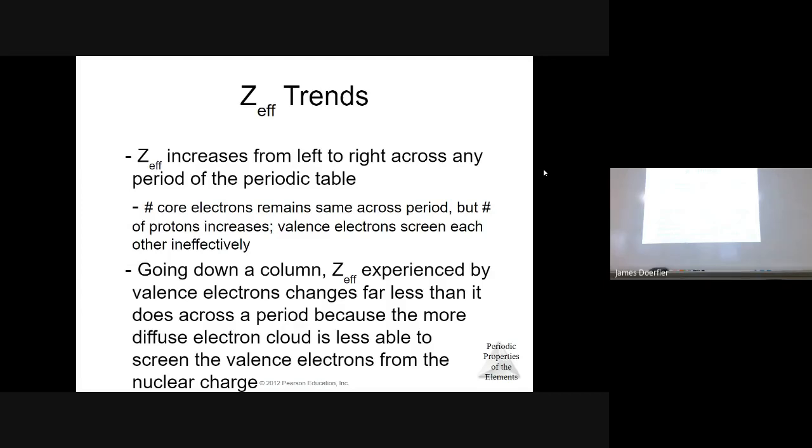Now, you see what's happening as we go from left to right. We're increasing the number of protons while keeping the same number of core electrons. So we are having a much greater effect on pulling those electrons closer to the nucleus.